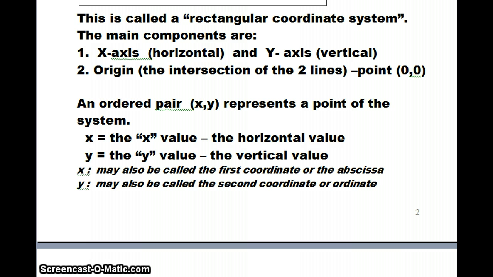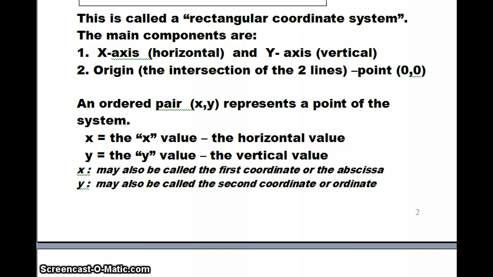An ordered pair (x, y) in parentheses represents a point of the system. X is equal to the x value, the horizontal value. Y is the y value, which is the vertical value.